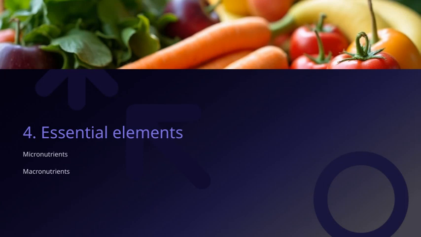Now, let's take a closer look at macronutrients and micronutrients. These are the essential elements our bodies need to function properly. Macronutrients include carbohydrates, proteins, and fats, the nutrients we need in larger amounts to provide energy and support bodily processes. Micronutrients, on the other hand, are vitamins and minerals, required in smaller quantities, but just as vital for health.